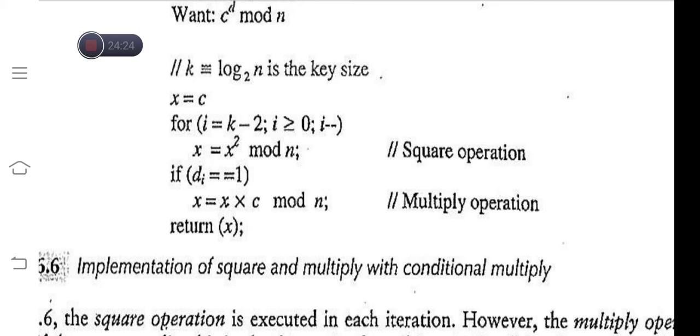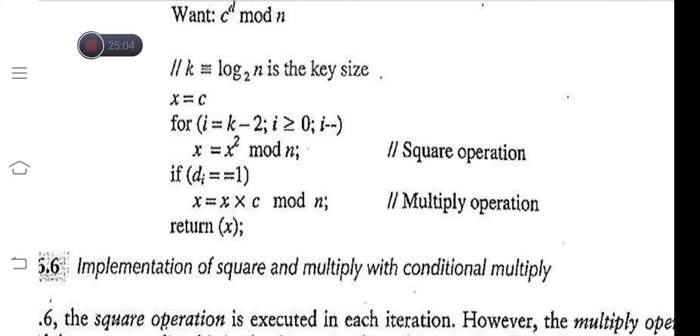So now, according to this code, the decryption key is assumed to be a k-bit integer with the most significant bit equal to 1. Here the square operation is executed in each iteration of the for loop, but the multiplication operation is skipped if the corresponding bit in the decryption key D is a 0. That is, here we have the condition.